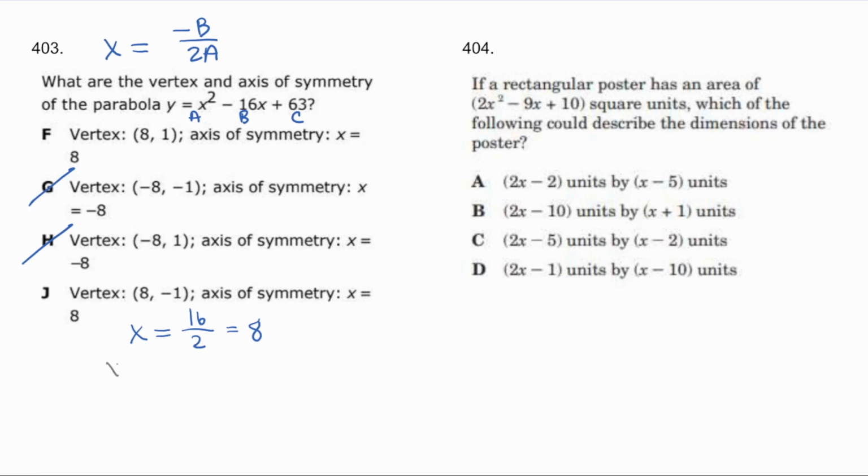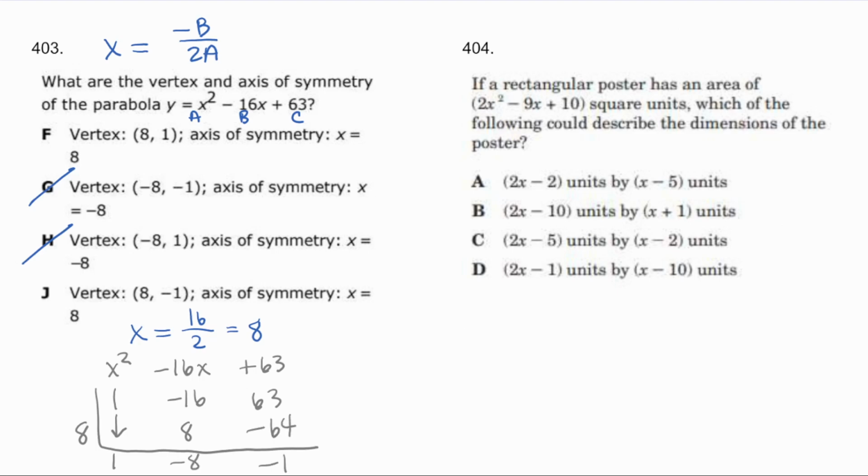So, 1x squared negative 16x and positive 63, I could just copy the coefficients. And if I wanted to find the value of y when x was 8, I could just run 8 through synthetic substitution. And that's where I'm getting y equals negative 1 there. And let me just make sure that's what I got the first time. Yeah, I got j. Okay, so that's 8 and negative 1, that's answer choice j.